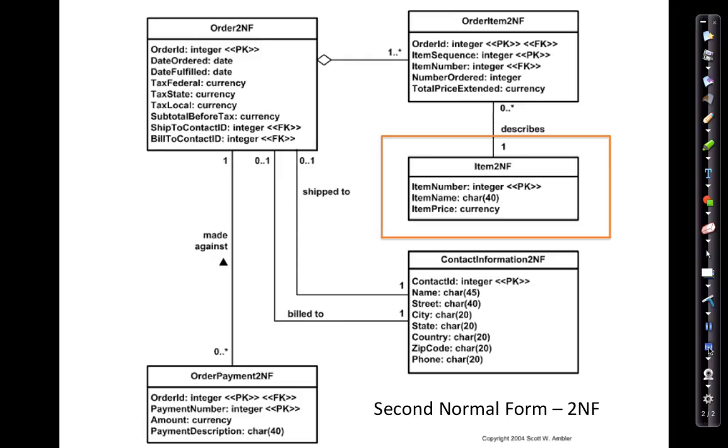Order item second normal form retained the total price extended column, a calculated value that is the number of items ordered, multiplied by the price of the item. The value of the subtotal before tax column within the order second normal form table is the total of the values of the total price extended for each of its order items.